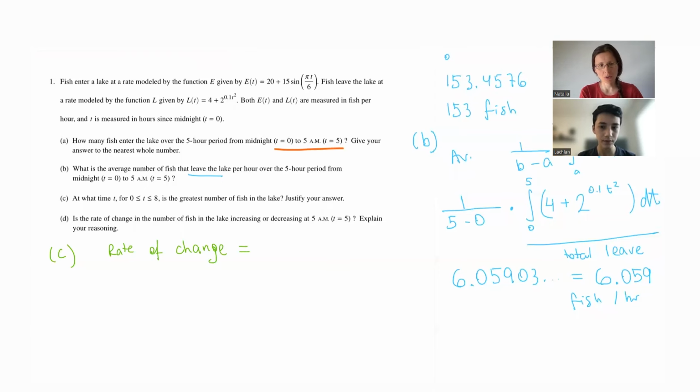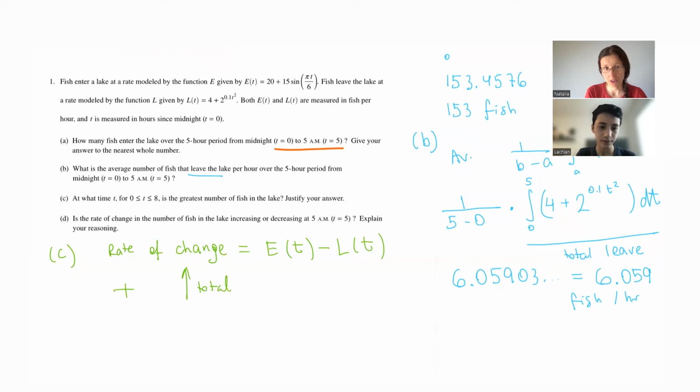That's good. I like how you said the rate of change of the number of fish in the lake at every moment is the rate of those that enter minus the rate of those that exit. And what happens when the rate of change of the number of fish is positive? When the rate of change is positive, then that means the number of fish is increasing.